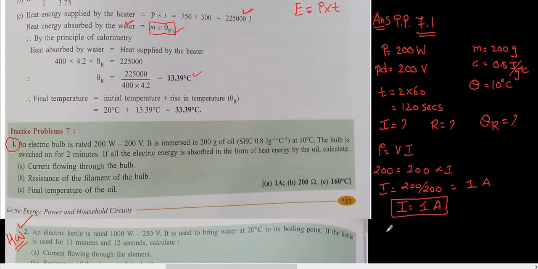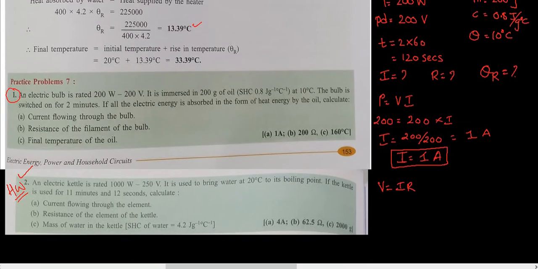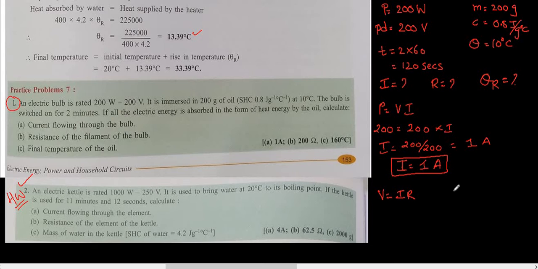Then I require to find out R. From Ohm's law, V is equal to IR, right? So here V is given, how much? 200 volt is equal to current passing I, that is 1, and we have to find out resistance R. So now R is equal to 200 ohms. So make a box. Got it? Let us move on to the next part.